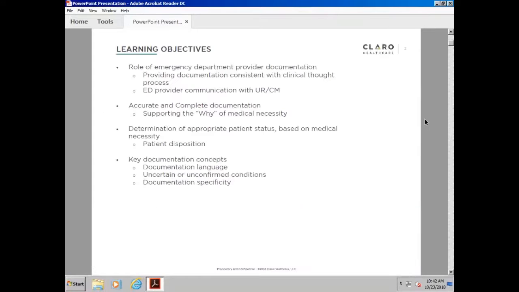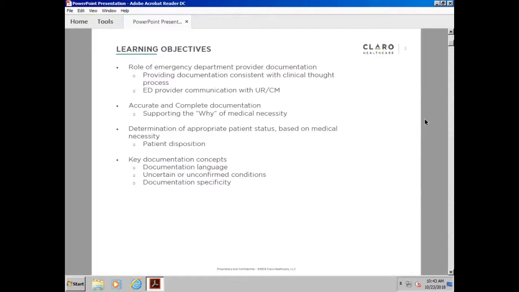So the role of the ED physician's documentation is providing the thought process and consistently providing that clinical thought in that documentation and that communication with the UR. This is one of the objectives that we have. And your communication with the UR, case management, and with the attending of what you find, so we can get to that correct status.